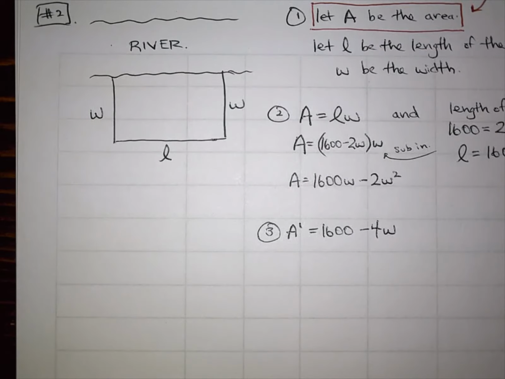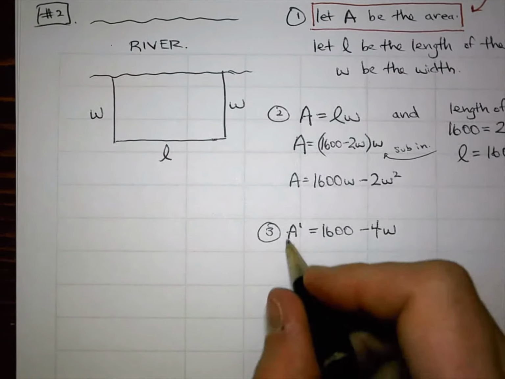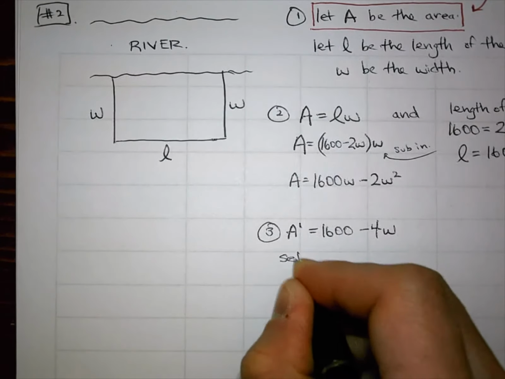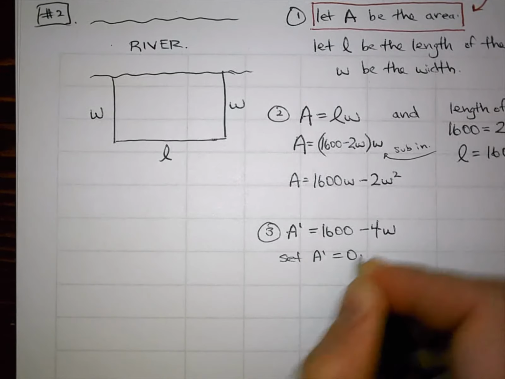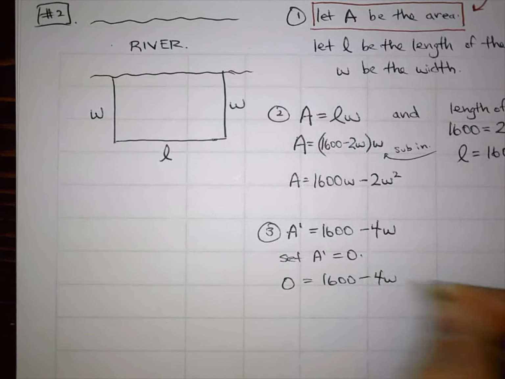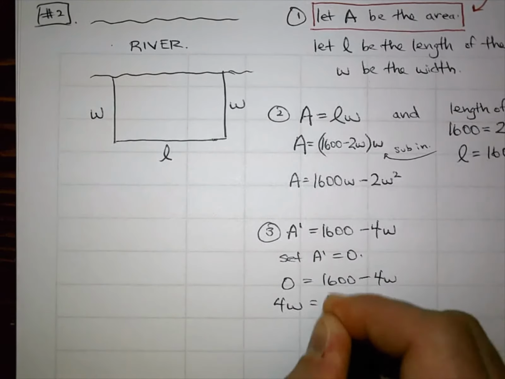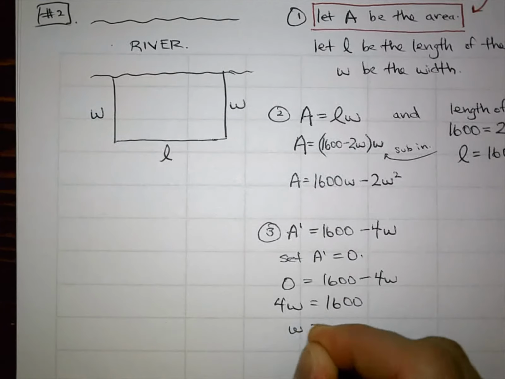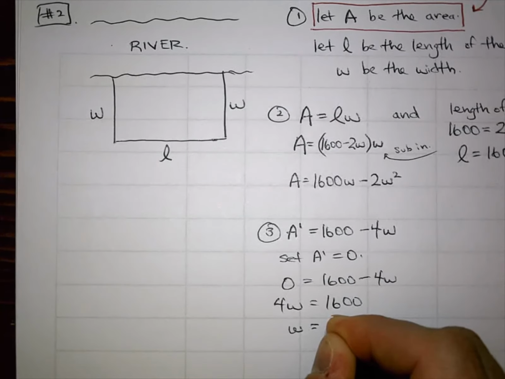What do we do now again? Oh yeah, I want to find where the derivative is equal to 0. So set the derivative equal to 0. So I end up with 0 is equal to 1,600 minus 4w. To solve this, I'm going to isolate. This is just a linear expression. So w is equal to 400.